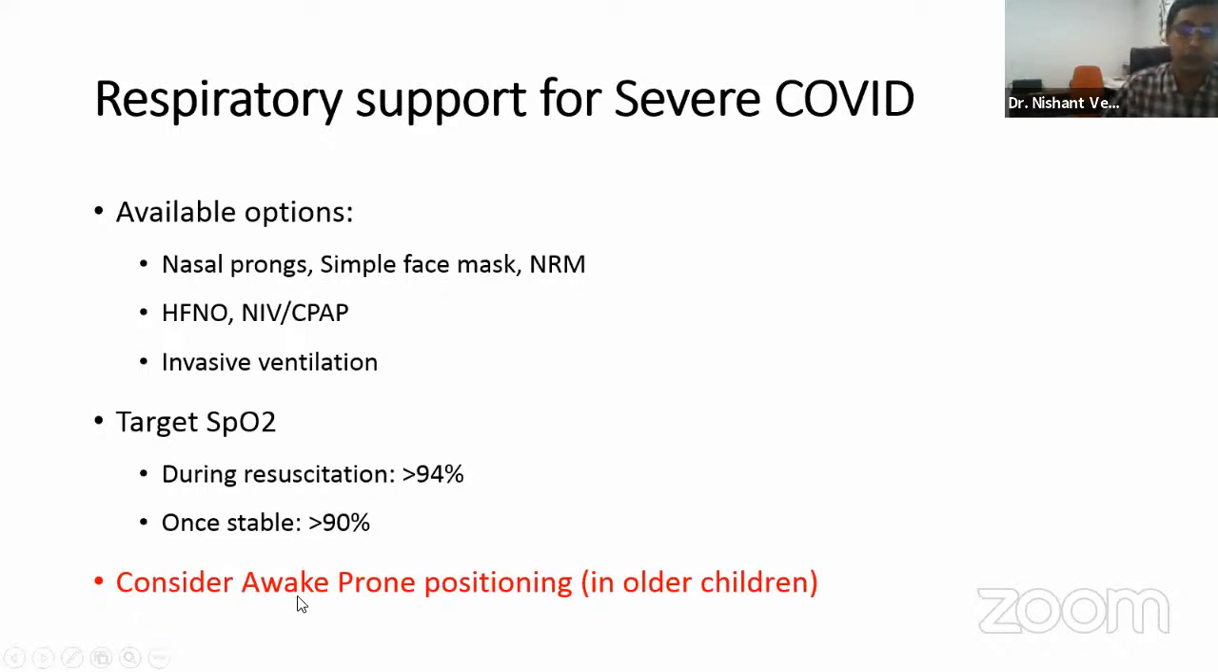You can consider awake prone positioning in older children, but maintaining a prone position in younger children may be difficult. So don't force a baby to lie prone. If he's more comfortable in supine position, then that is acceptable. But for adolescents, you can try maintaining them in prone positioning because that would improve the oxygenation to the lung regions.